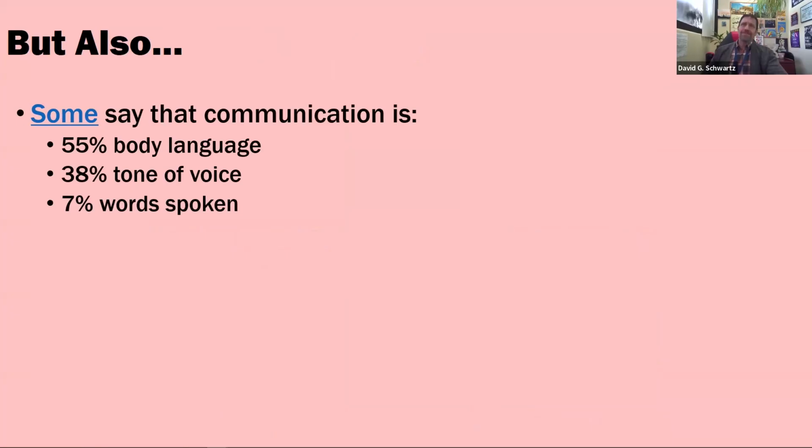Also, some people say, and is anybody here in linguistics or communication or a field that would actually cover this? Because I'm not an expert in it, but I've read online, so it might be true. Communication is 55% body language, 38% tone of voice, 7% the words spoken. And I guess, how could we test that?